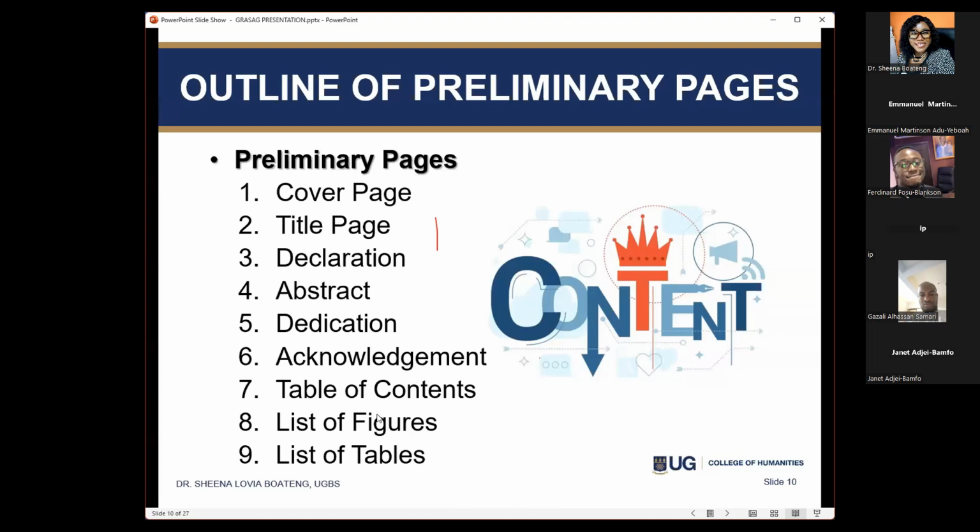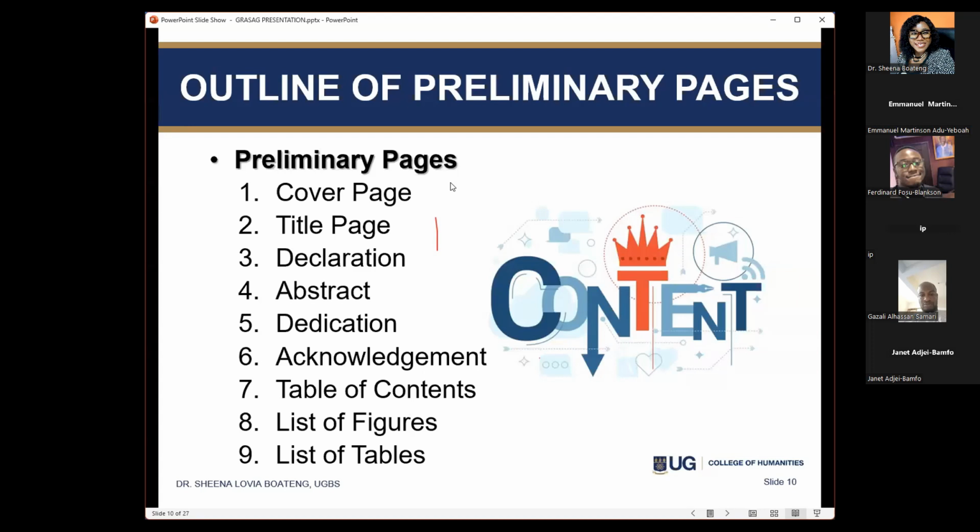Right? So if you do not have any figures in your research work that you have labeled and have to indicate, you do not present a list of figures page, right? Likewise, the list of tables. They basically show us in chronological order all the tables that you have in your work and the pages on which these can be found. So this is the order in which preliminary pages must be presented.